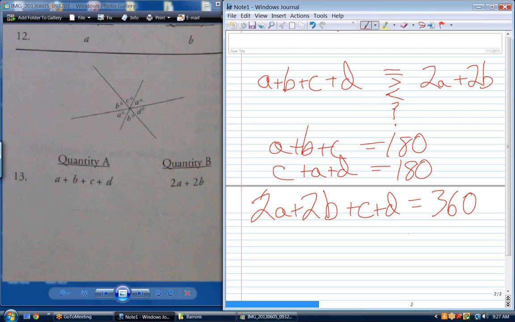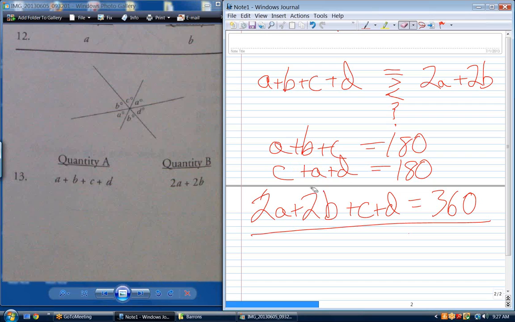You can't infer that because, in other words, we can't compare this. Oh, I see what you're saying. Well, knowing that this is equal to 360 doesn't really tell us anything about A plus B plus C plus D compared to 2A plus 2B. This is a pretty tricky problem. Let's go back and take a different approach. I think that your approach would eventually get there.